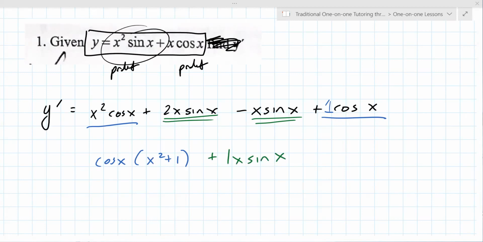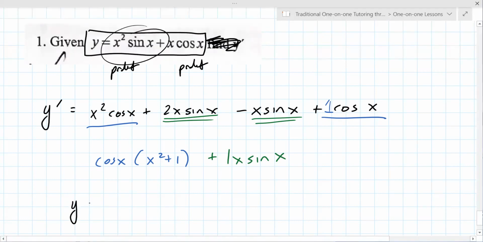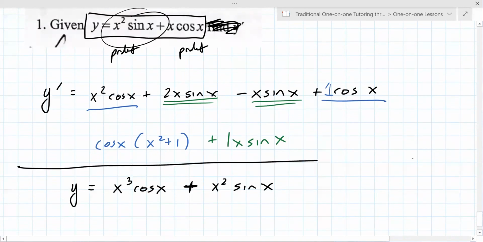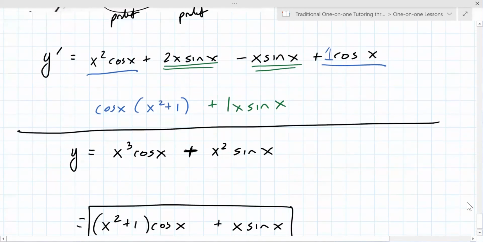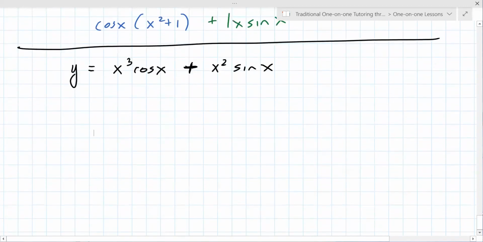All right, so you have to for sure be able to do a product rule derivative. Let me give you another one to practice. Let's say I give you y equals x cubed cosine x plus x squared sine x. Let's do this one. It's just a couple of product rules.